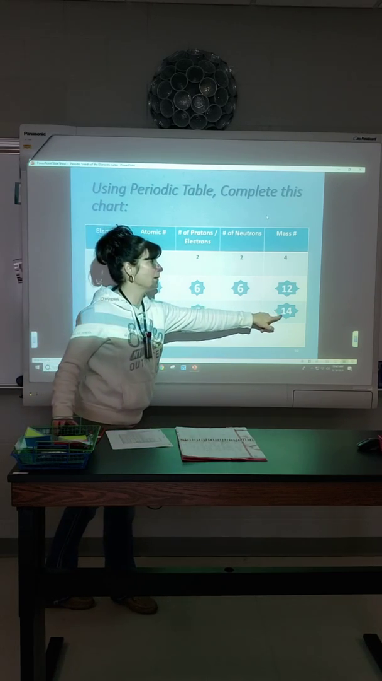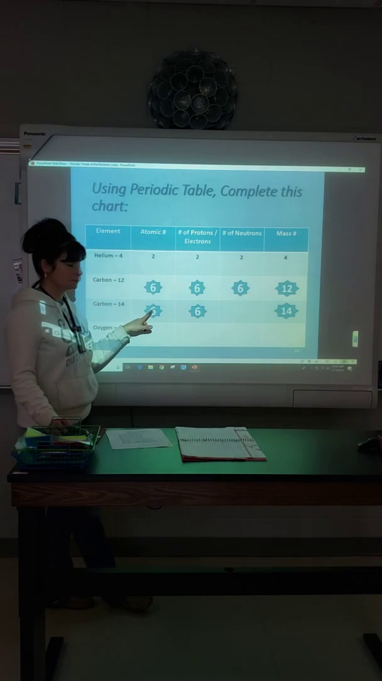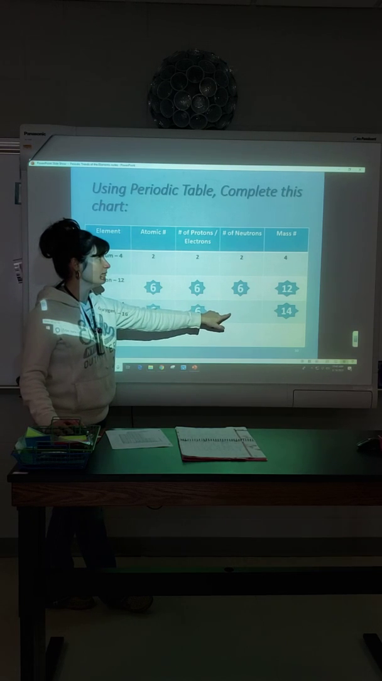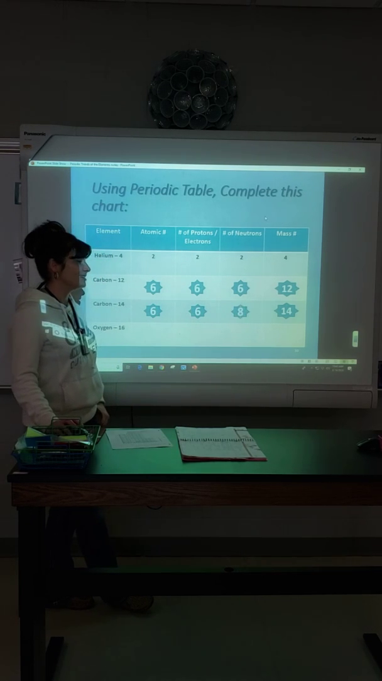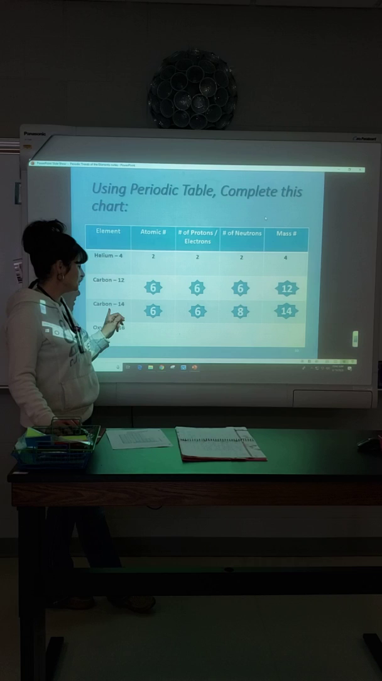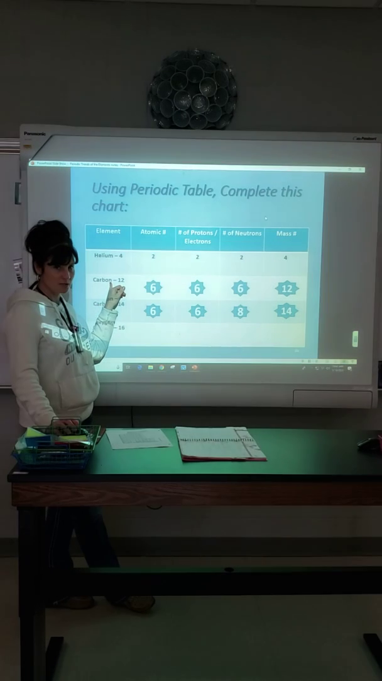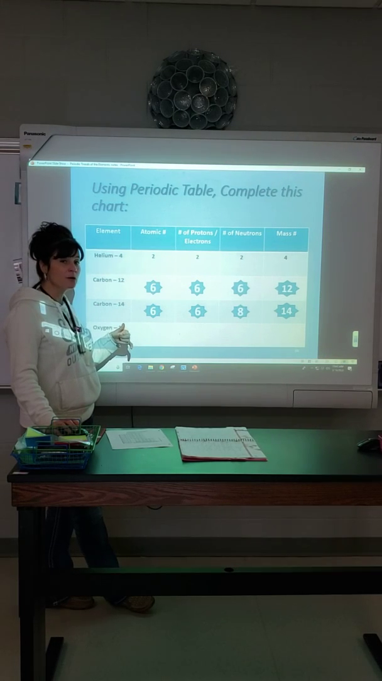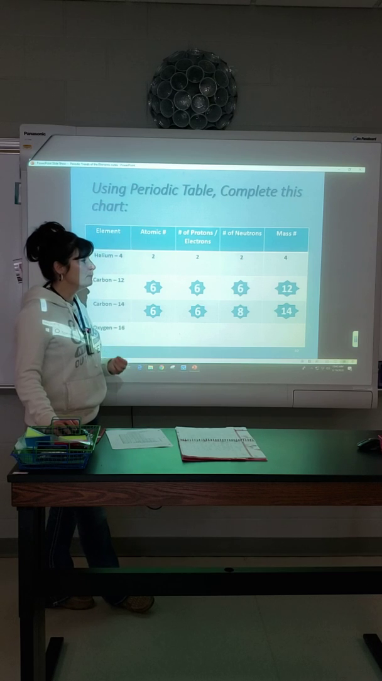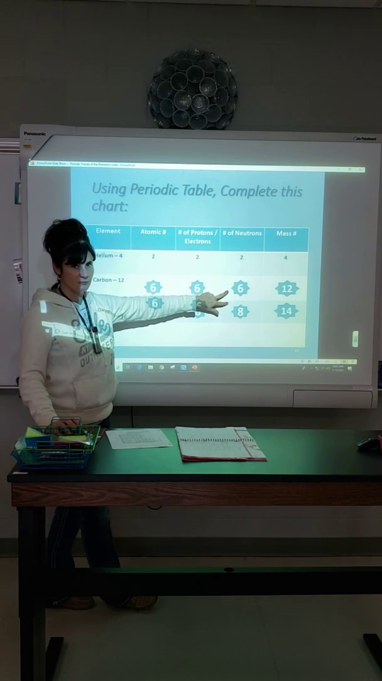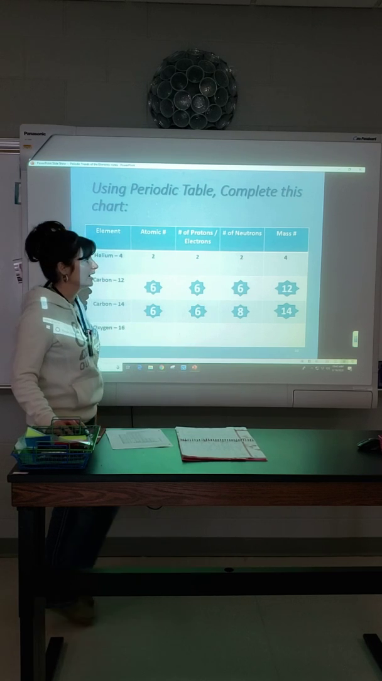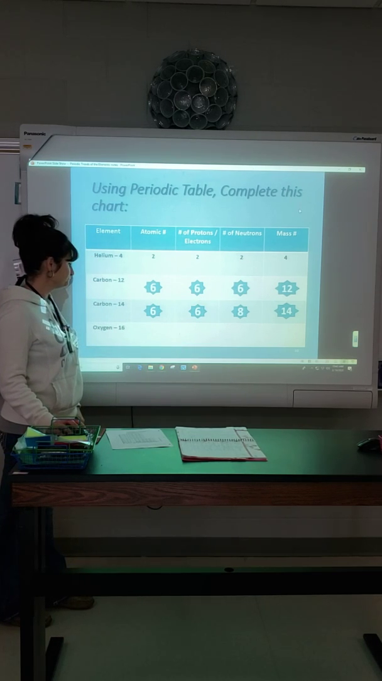Now when I take my mass number minus my atomic number, I am left with my number of neutrons, which is in this case 8. So this carbon is not identical to this carbon. It has the same number of protons, which makes it carbon, but the number of neutrons is different, and that's an isotope. And again, we will get into that a little bit more, I think tomorrow it is.